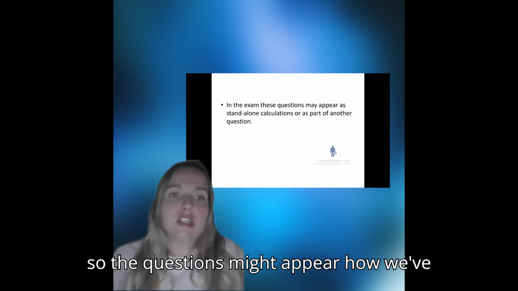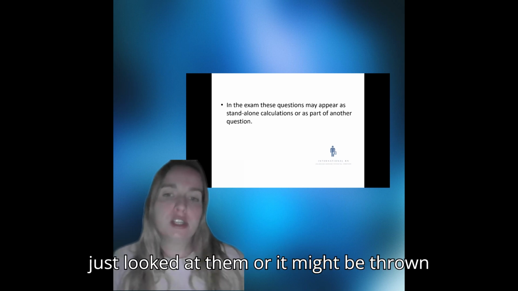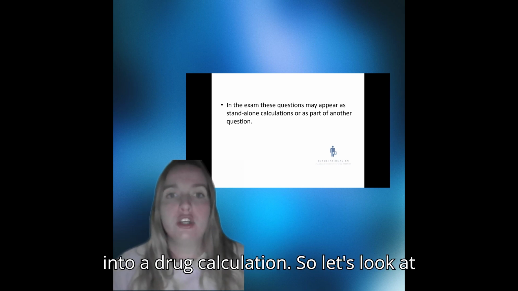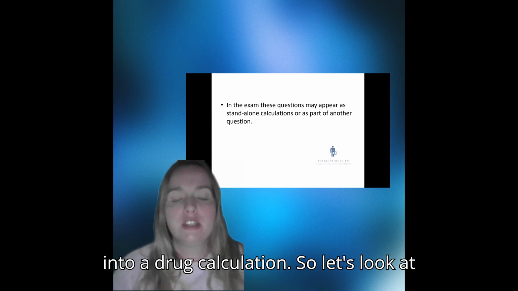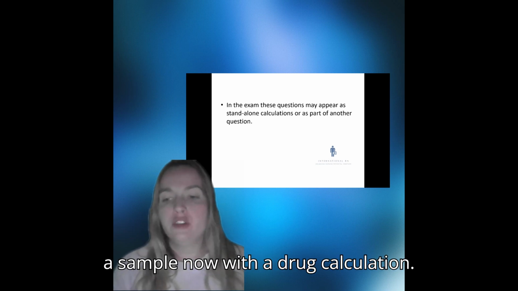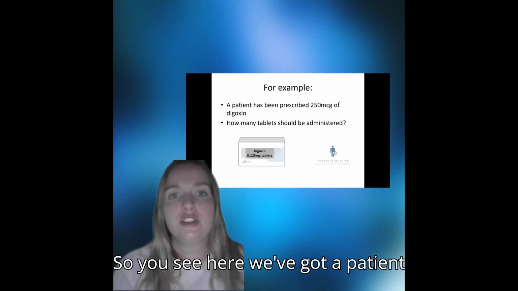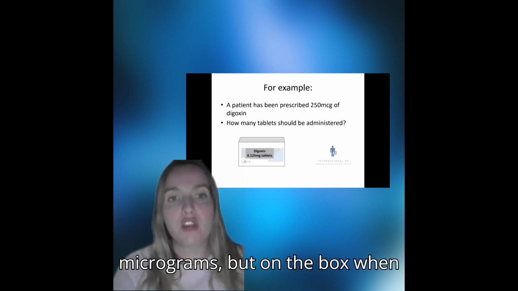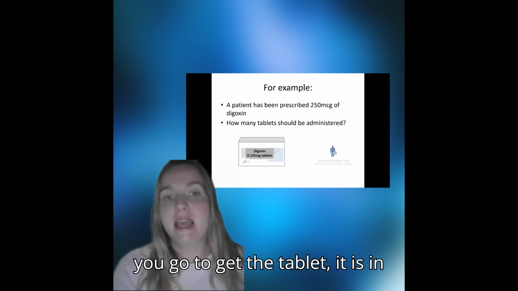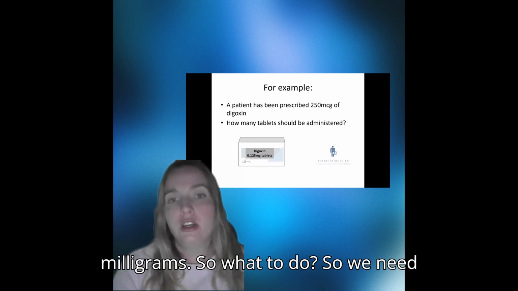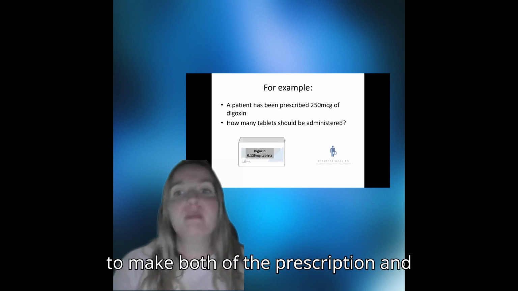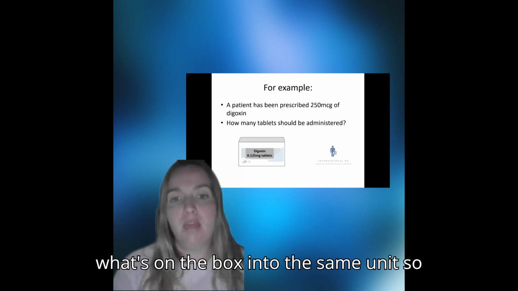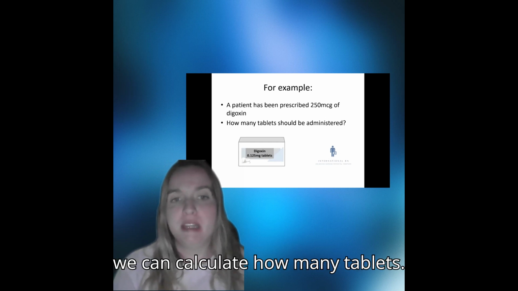Okay, so the questions might appear how we've just looked at them, or it might be thrown into a drug calculation. So let's look at a sample now with a drug calculation. So you see here we've got a patient prescribed digoxin, 250 micrograms, but on the box, when you go to get the tablet, it is in milligrams. So what to do? So we need to make both the prescription and what's on the box into the same units so we can calculate how many tablets.